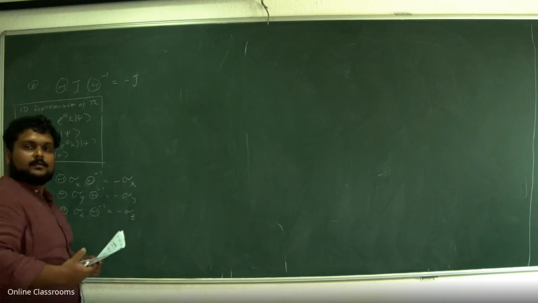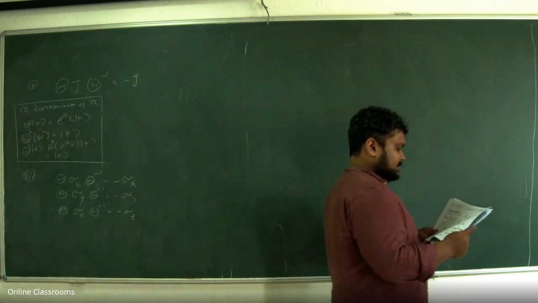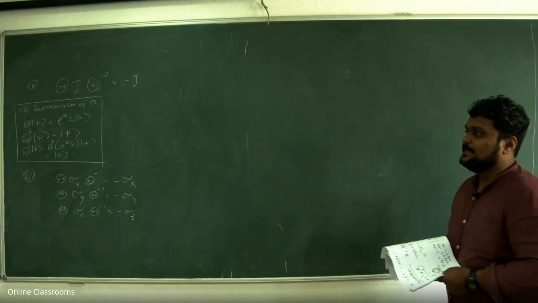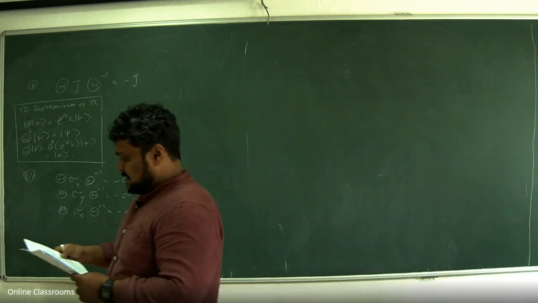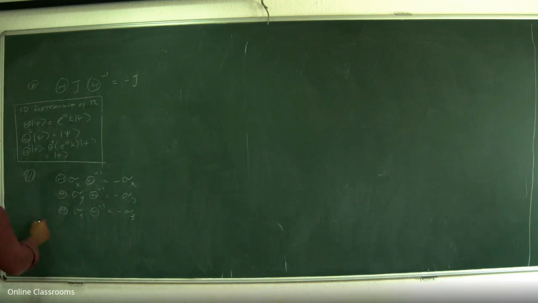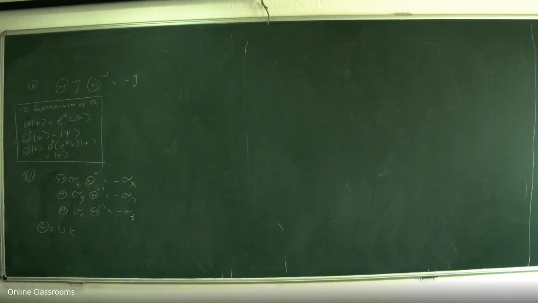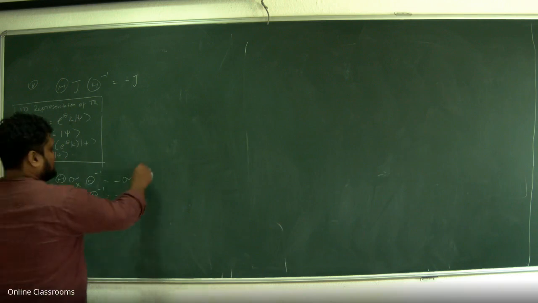Right? So we expect all the spin operators to flip sign under time reversal symmetry. Now we know that theta is some U times K. So we want to find what is that U, because I know there is a K. What is K? We know it's complex conjugation. We don't know what is the U. So let's apply K on this.